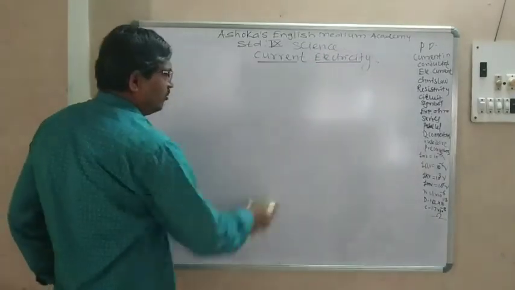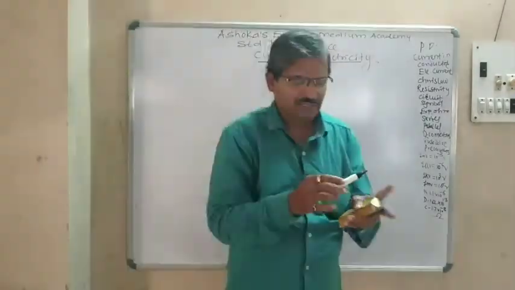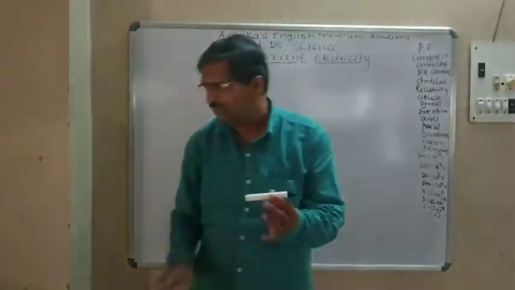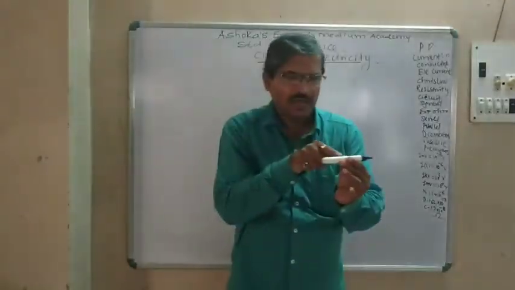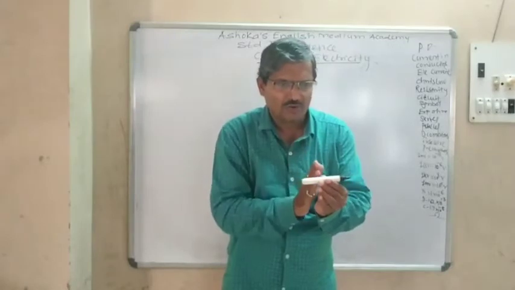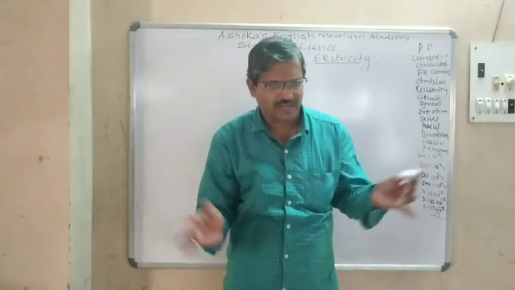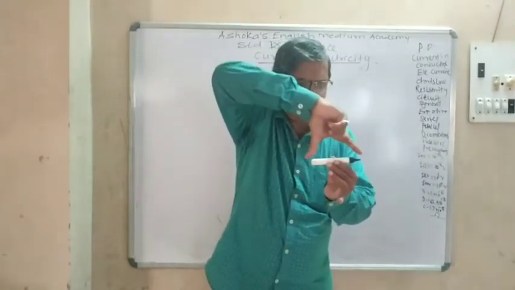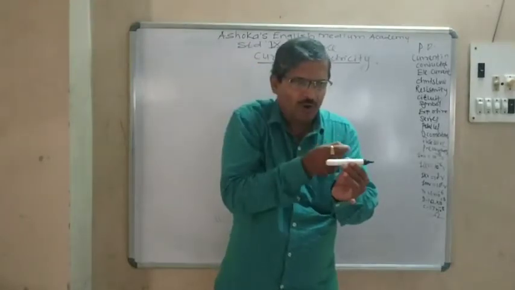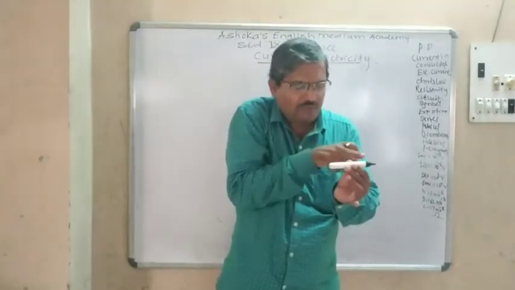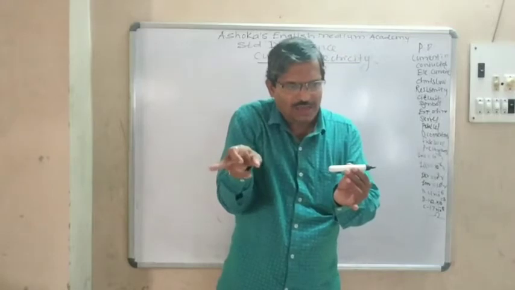Now we have seen how electric current flows in a conductor. Once again I am going to repeat that. In a conductor, there are a number of electrons. These electrons are moving in any direction. But when a potential difference is applied, all the electrons move from the lower level to the higher level.